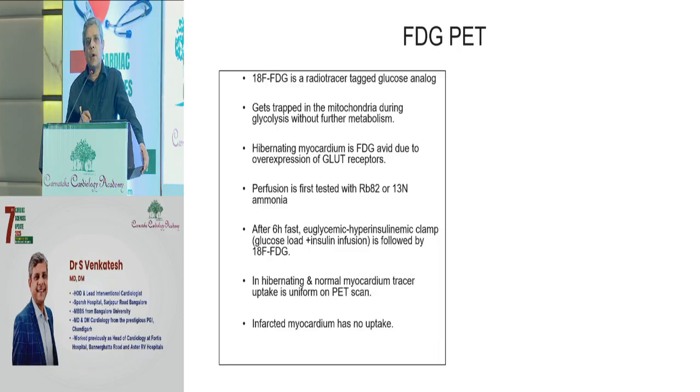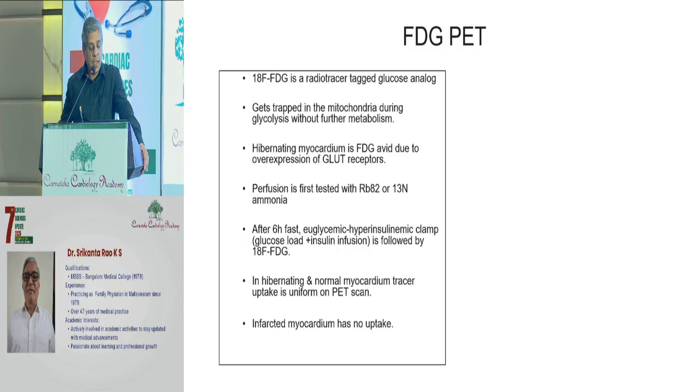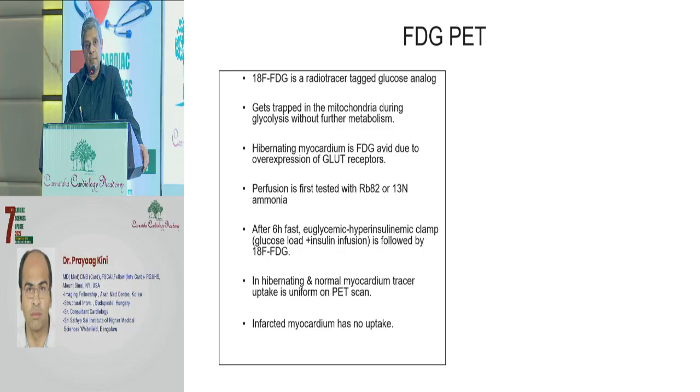So in this test, what is first done is the perfusion of the myocardium is first tested using rubidium-82 or 13N ammonia. I'll show a picture so that this becomes more clear. After some time, insulin and glucose are infused, and then FDG is injected. In a hibernating or a normal myocardium, this tracer is taken up normally because the myocardial cells are alive. And in an infarcted myocardium, there is no uptake.